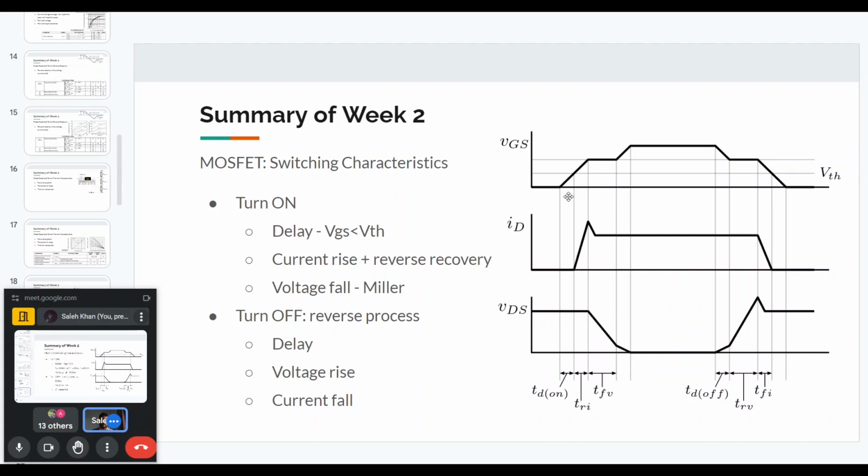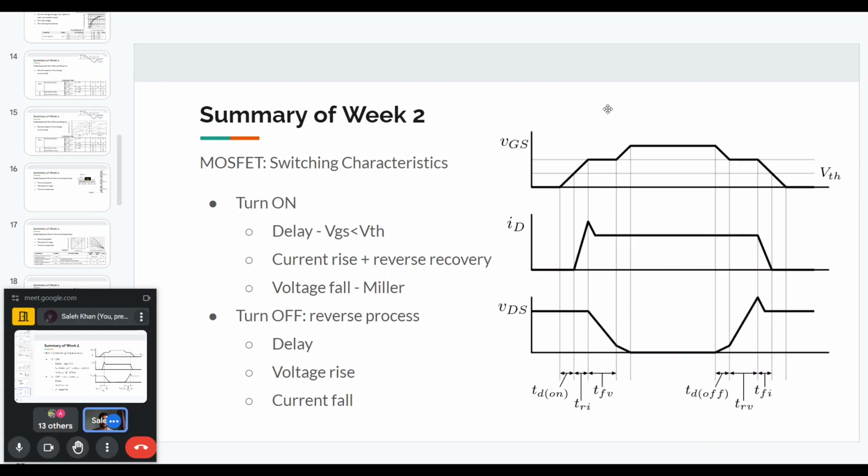And there is actually some overshoot because of the reverse recovery of some other diode in the circuit. And then once the full current is achieved, then the voltage will start to drop. And as the voltage drops, the gate source voltage remains at what is called the Miller voltage. It remains at that voltage, which is slightly constant. And then once the device voltage comes to near zero, only then the gate source voltage again goes to the full value.